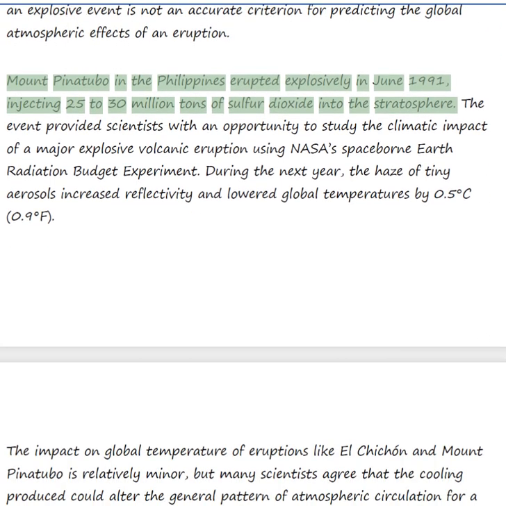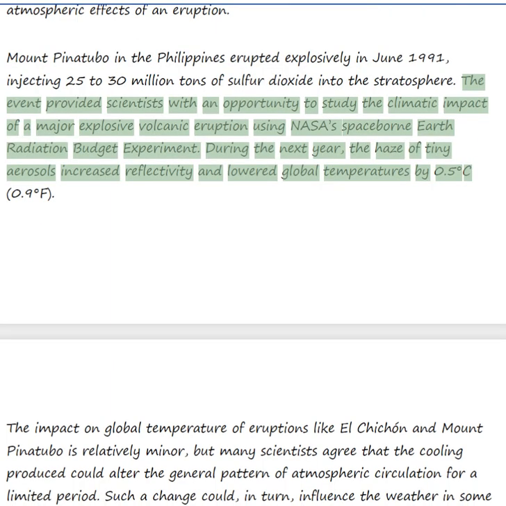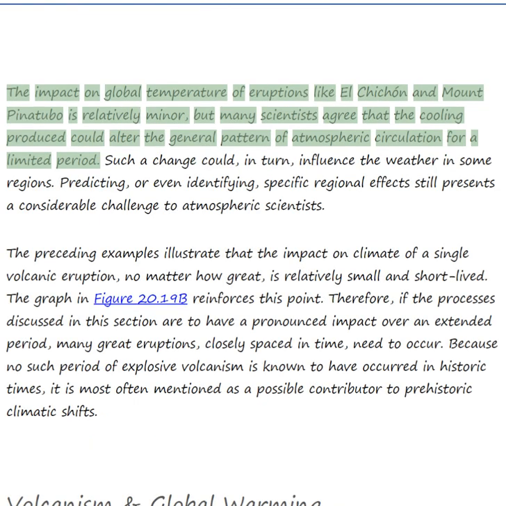Mount Pinatubo in the Philippines erupted explosively in June 1991, injecting 25 to 30 million tons of sulfur dioxide into the stratosphere. The event provided scientists with an opportunity to study the climatic impact of a major explosive volcanic eruption using NASA's Spaceborne Earth Radiation Budget experiment. During the next year, the haze of tiny aerosols increased reflectivity and lowered global temperatures by 0.5 degrees Celsius. The impact on global temperature of eruptions like El Chichón and Mount Pinatubo is relatively minor, but many scientists agree that the cooling produced could alter the general pattern of atmospheric circulation for a limited period.